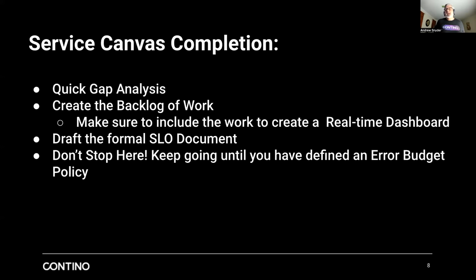After you finish filling out the service canvas completely, you're going to want to run a gap analysis to see what you have available and what you don't. You're going to also need to create a backlog of work in order to actually implement these SLOs. Don't forget, also, you're going to need to capture the work necessary to set up dashboards that are going to show these SLOs in a single pane. And you're going to also distill the information from the canvas into a formal SLO definition document. Lastly, make sure that you define an error budget policy so that the team is aware what actions they are going to take once they're not in compliance with their service level objectives.